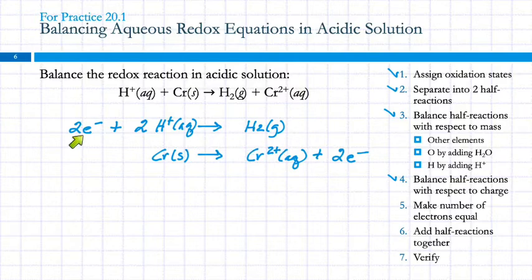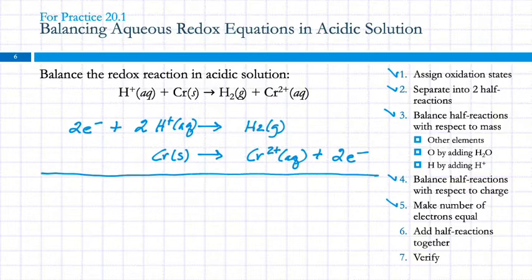So in this top reaction, I had 2 electrons on the left. The bottom reaction, I have 2 electrons on the right. It's 2 electrons for both of them. So that one took care of itself. Now I'm going to add them together. So I've got 2 electrons on the left and 2 electrons on the right. So those are kind of like spectators, right?